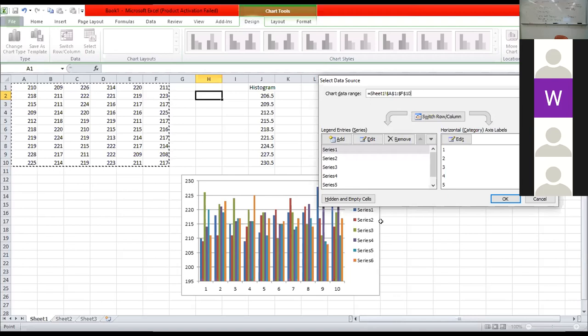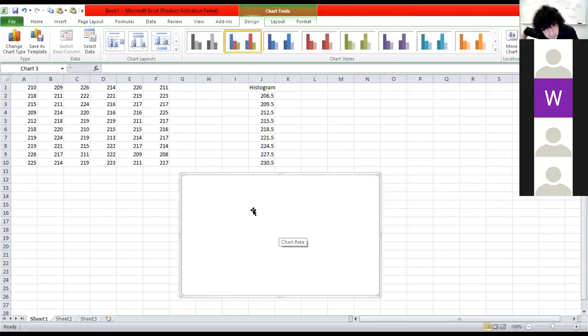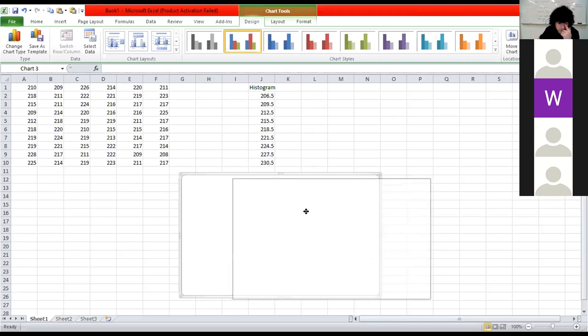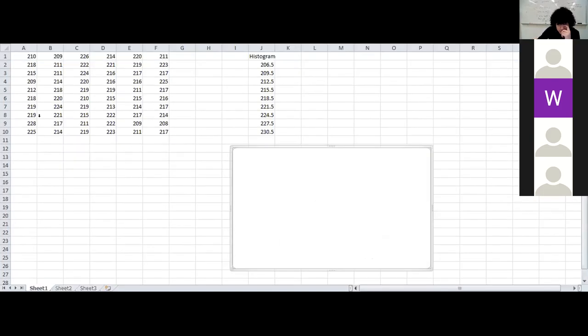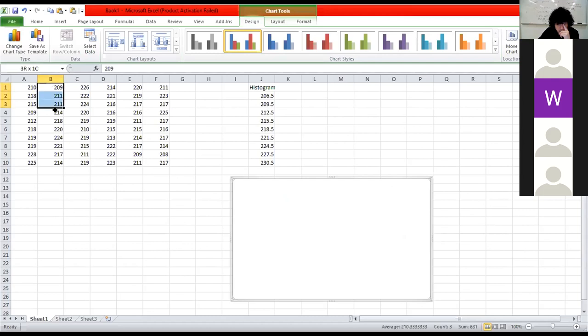And I don't know if you want it as one series though. Can you click cancel? And can you format the, can you cut each row B, C, D, E, F and add it to A to make it one column?